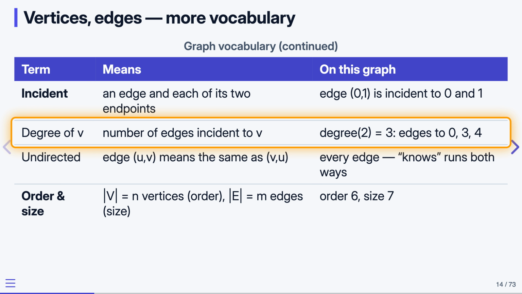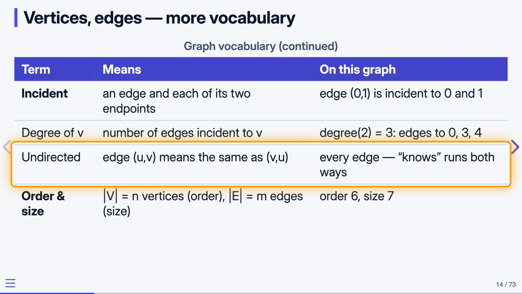The degree of a vertex is the number of edges incident to it. The degree of vertex 2 is 3, because it has edges to 0, 3, and 4. This graph is undirected. The edge from U to V means the same as the edge from V to U. Every edge here runs both ways, because knowing someone runs both ways.